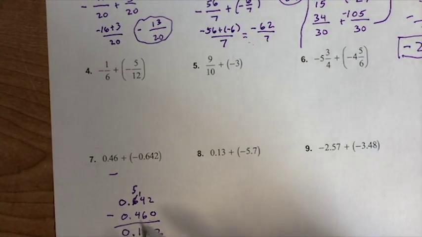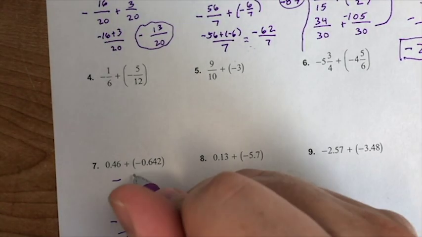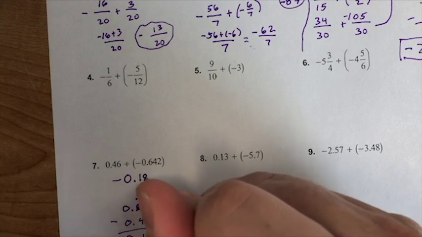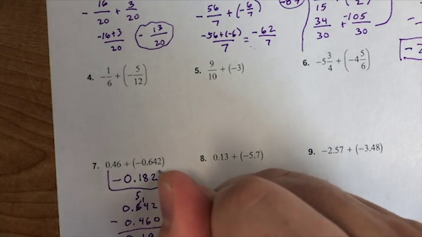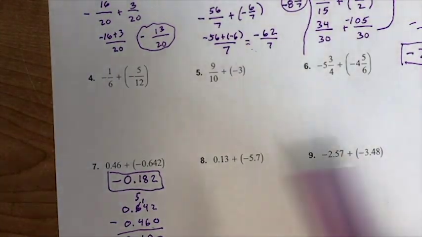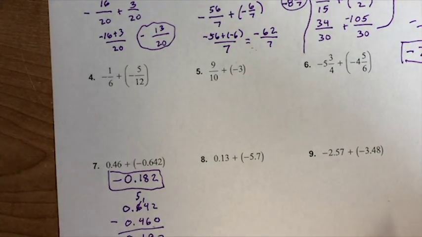Now, since I've subtracted it, I need to also remember that this was my highest absolute value, so my final answer is actually negative 0.182. All right? So what I want you to do is actually try the rest of these on your own, 4, 5, 6, 8, and 9, and see how you did.